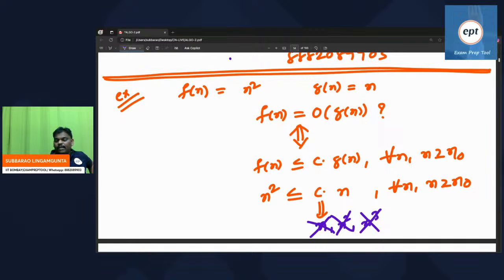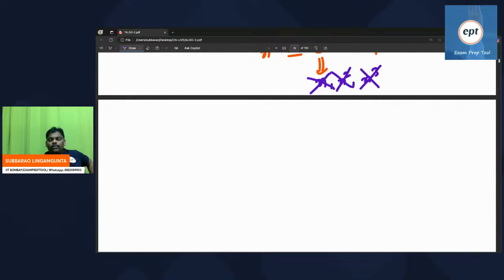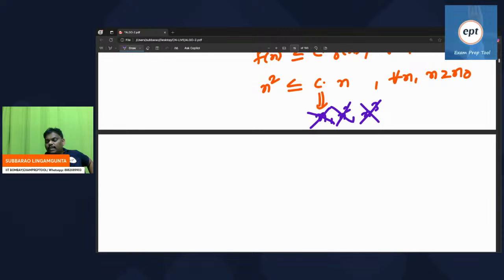Some people are saying, sir, can't I take the C value as n? If C is n, then it is a function. It is not a constant. You take whatever you want in the C place, you cannot prove the right side bigger, because the limitation is you can take only constant help. Only constants are allowed.